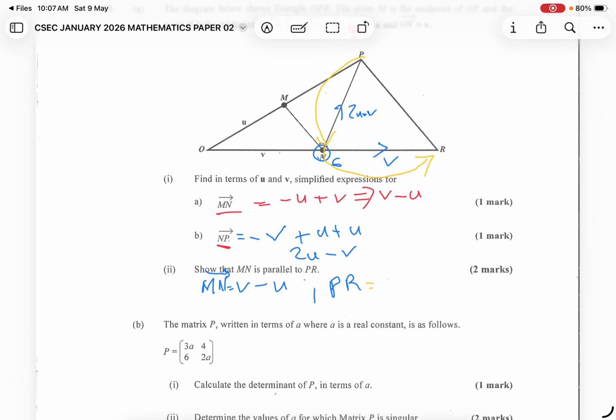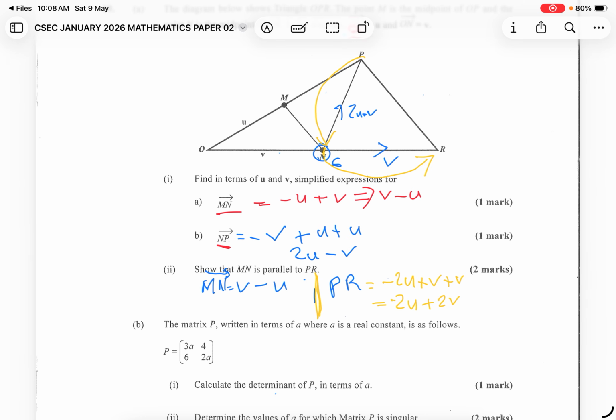From P to N would have been the negation of the current vector because we're going in the opposite direction of that arrow. So it would be negative 2U plus V, changing those directions. And then we're going from N to R, that's the same direction as the arrow, so that's plus V. What does that become? That is negative 2U plus 2V. Let's compare the two vectors now.